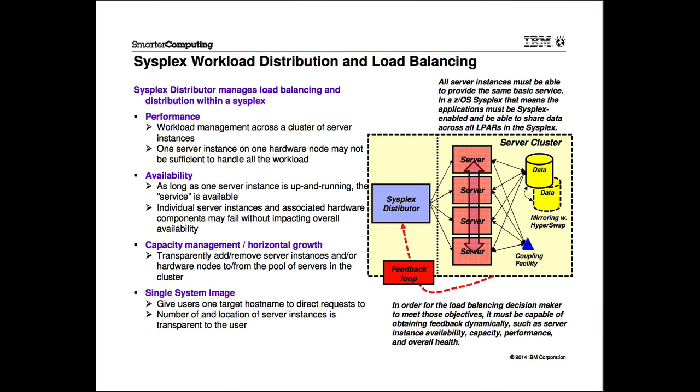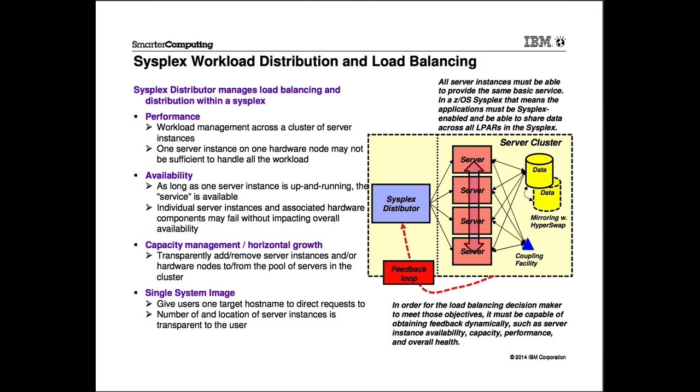Sysplex provides improved availability because as long as one server instance is up and running, the service is available. The people out in the network don't know whether there's only one server or 10, however many. As long as somebody's up, the service is available. So individual servers and associated hardware can fail without impacting overall availability. This also enables capacity management. You can transparently add and remove server instances while the workload is live, and nobody in the network knows, because the Sysplex manages all of it.